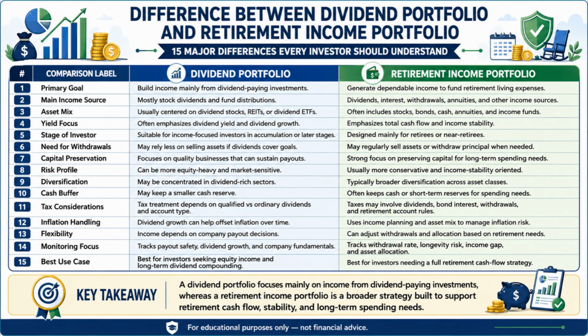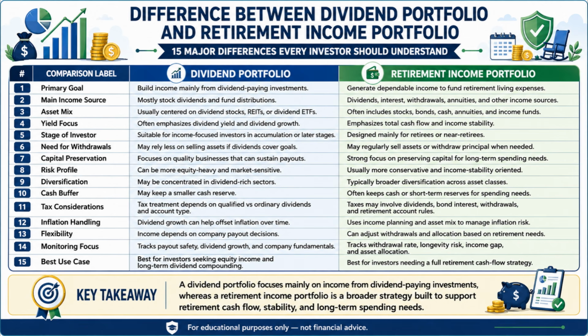In this video, we will discuss the difference between dividend portfolio and retirement income portfolio. Number 1. A dividend portfolio is mainly built to generate income from dividend-paying investments, whereas a retirement income portfolio is designed to provide dependable cash flow for retirement living expenses.